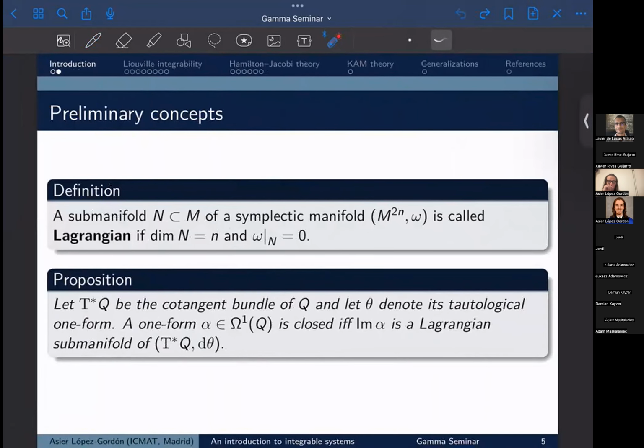An additional concept that I think was not introduced in the previous talks is the one of Lagrangian submanifold. If we have a symplectic manifold, a Lagrangian submanifold is a submanifold of dimension half the dimension of the symplectic manifold, and such that the symplectic form vanishes on it. Well, there are other related notions of isotropic and coisotropic submanifolds, but since I don't need them, I will not cover them now.